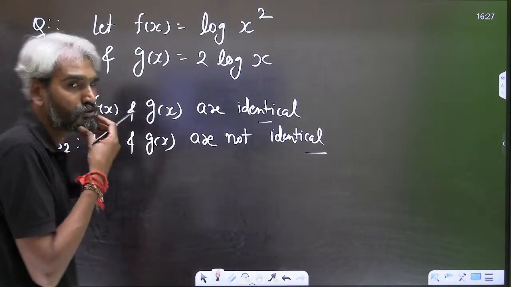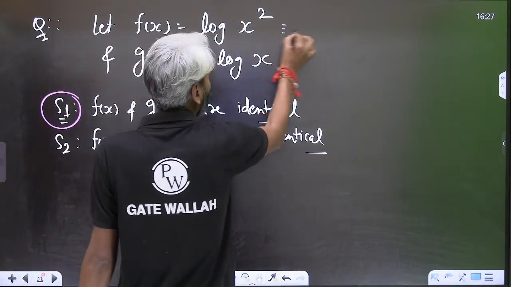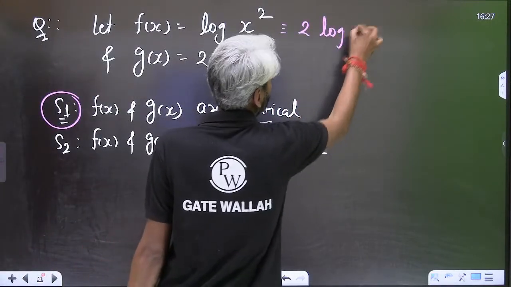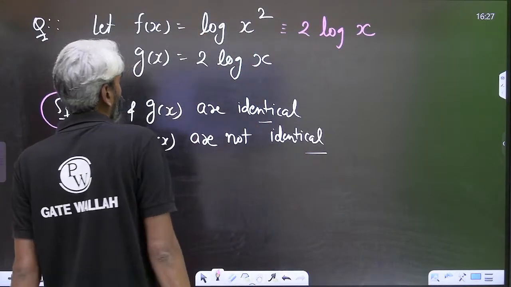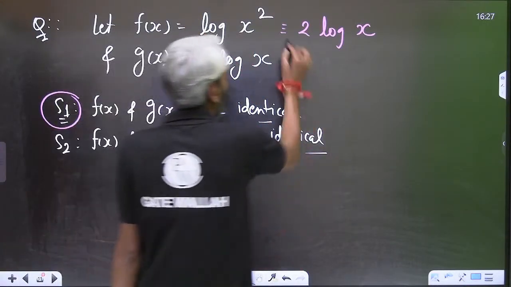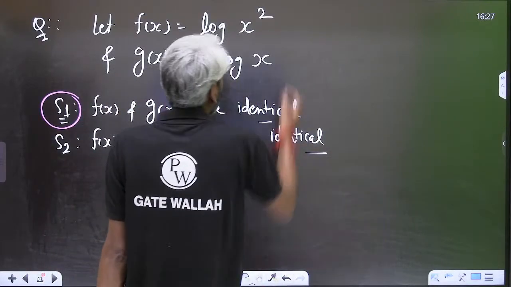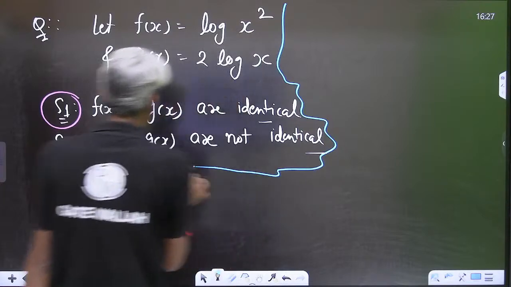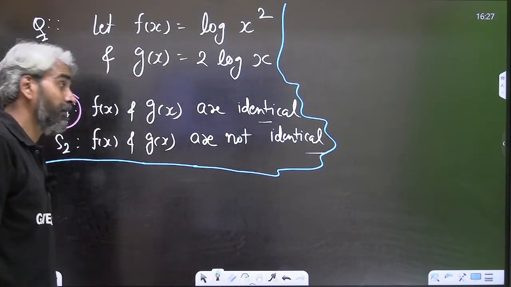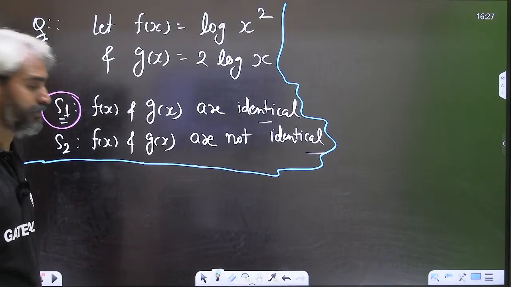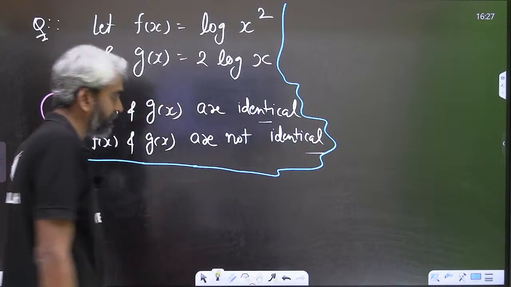Now the idea is, most of you know that log of x square is exactly the same as 2 times log of x. Log of x square, you can bring the power to the front of log. So log of x square is 2 times log x. Come on guys, they are not identical. And that's the problem. If you do not follow the definition, then it's very much possible that you will pick the wrong answer.